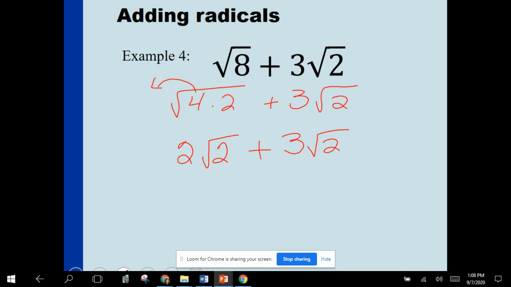Now, because they have the same radicand, the 2, I can add the coefficients together. 2 plus 3 is 5, and the 2, the radicand, stays inside the square root symbol. Okay, so that's just a review of adding radicals. Please go back and look at my videos in Schoology if you have any more questions about how to do some of these radicals.